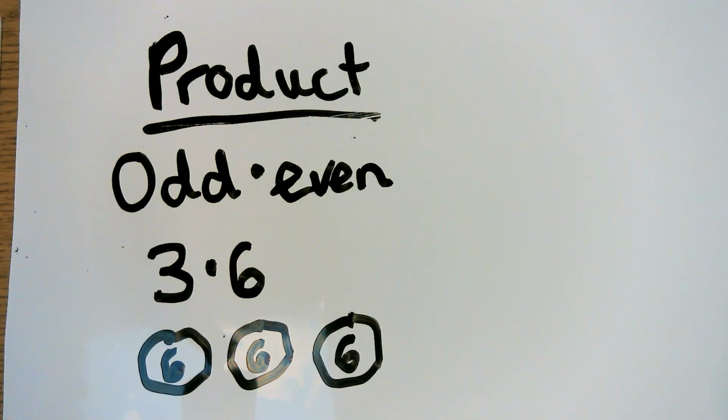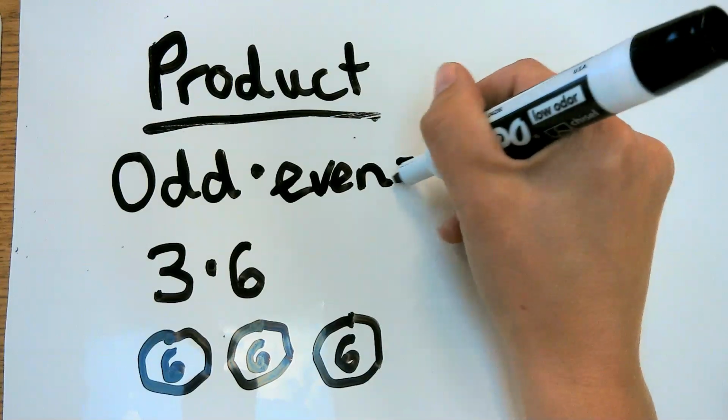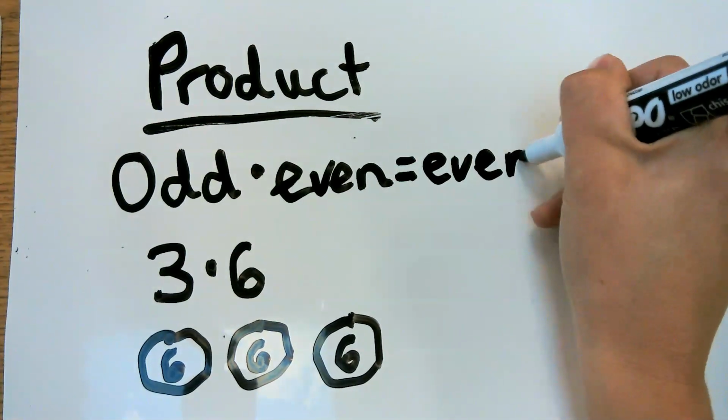Okay, but I have an odd number, so shouldn't that make our result odd? Well, no, because this is also repeated addition of I'm repeating a 6. Think about what we know with addition. An even plus an even makes an even result. So if I am doing 6 plus another 6 plus another 6, I am repeatedly adding an even number, or I'm copying an even number, so my result will be even.